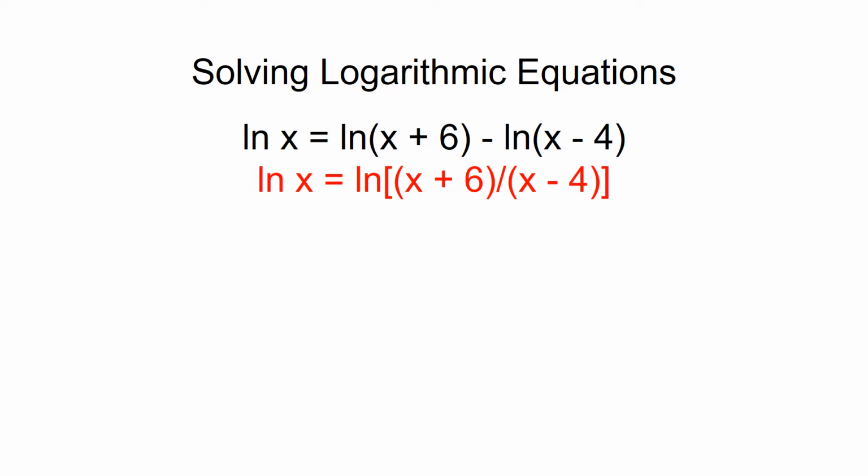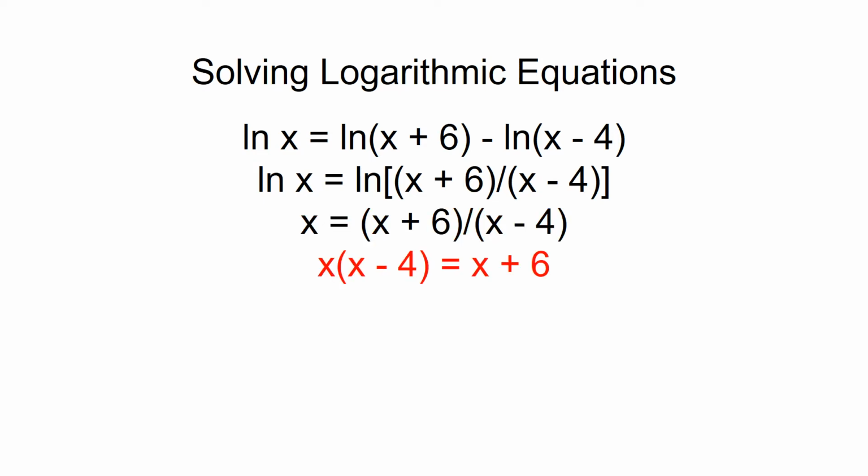We have the natural log of something on the left side and the natural log of something else on the right side. So this means, again, arguments are equal. So we can extract the arguments and say that they're equal to each other, and that's true. We can multiply both sides of the equation by x minus 4.